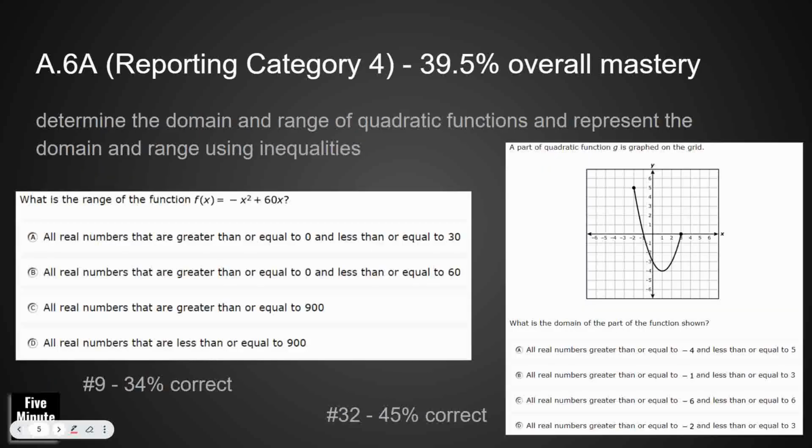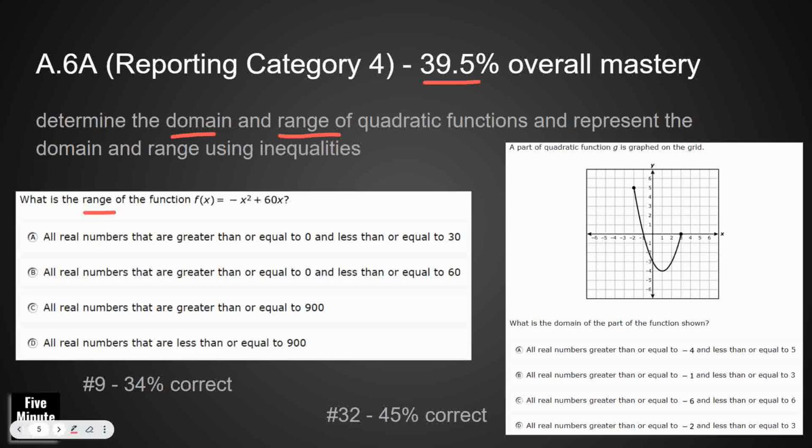Next, we're looking at A.6a, also 39.5% overall mastery. It's the bane of our existence in Algebra 1. Domain and range. It seems so simple, yet students struggle so much. So we are looking for the range of this.